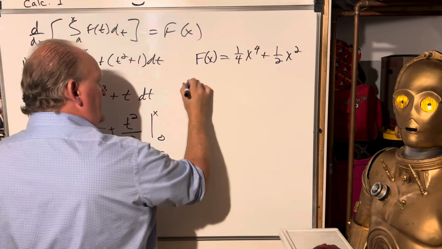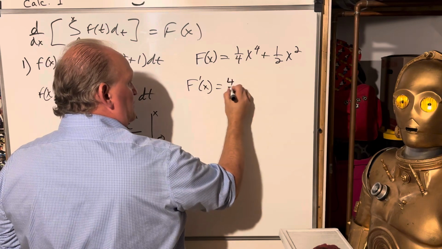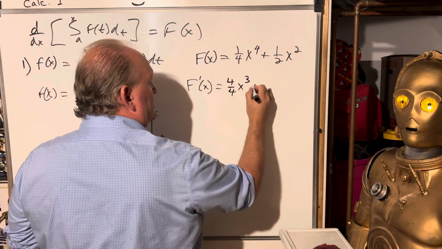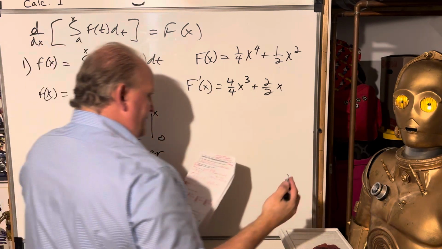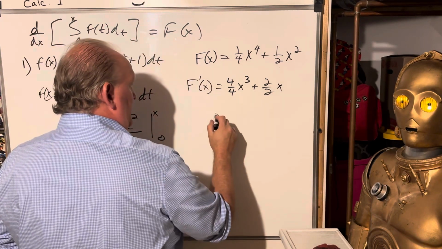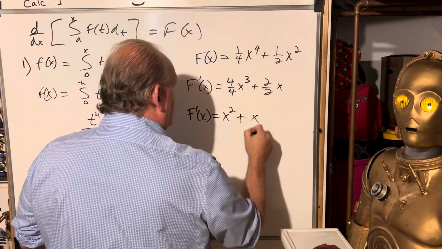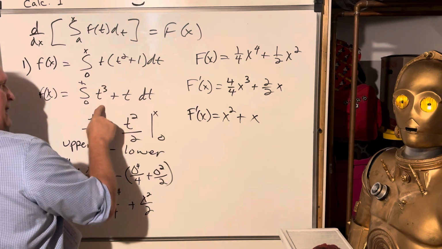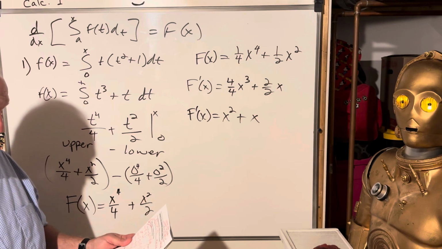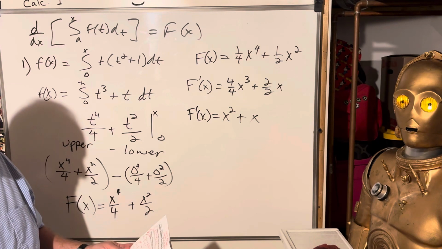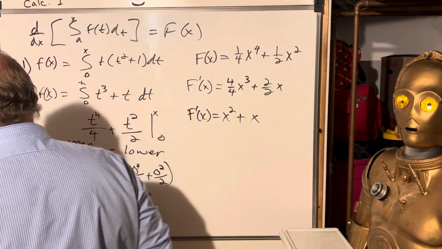So the derivative of this, 4 times that, it's 4/4 x to the 3rd plus 2/2 x. And then simplify. And so we end up with x to the 3rd plus x, which is exactly what we started with in terms of t. All right. Let's look at example 2.